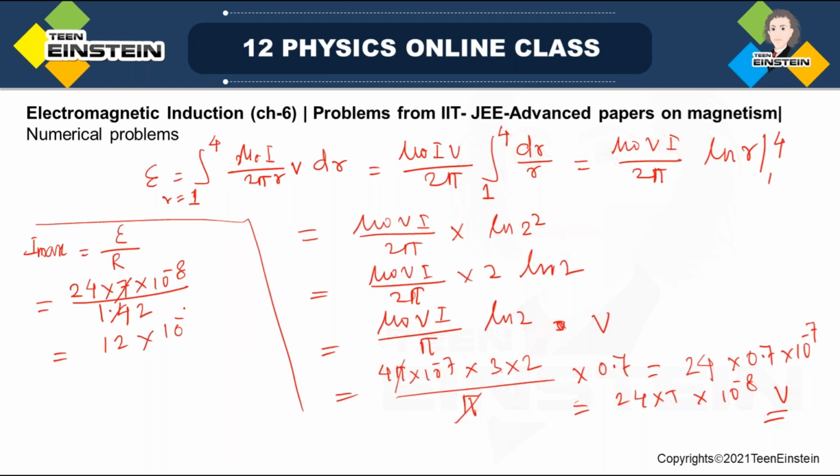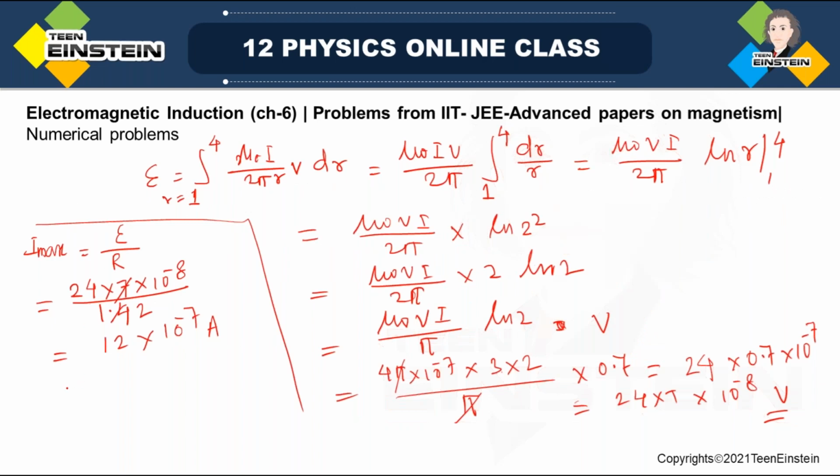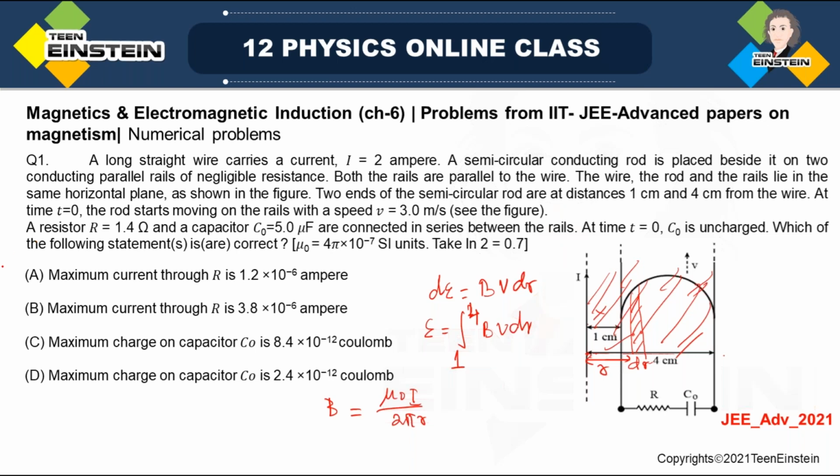Okay, 10 to the power minus 7. This is in ampere. We'll see. Okay, 10 to the power 6. We can write it as 10 to the power 6. Okay, 1.2 into 10 to the power 6 ampere. Look at this. The maximum current through R will be this much. So the first option will be the correct option over here.